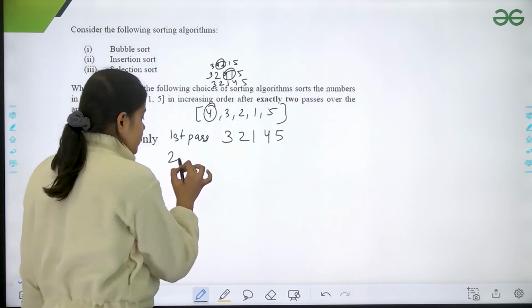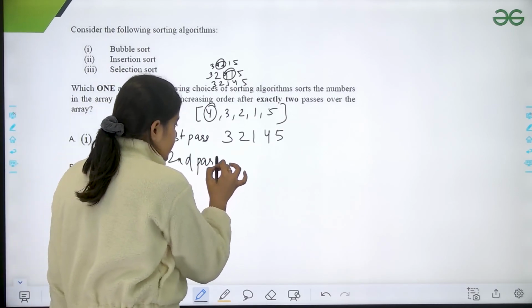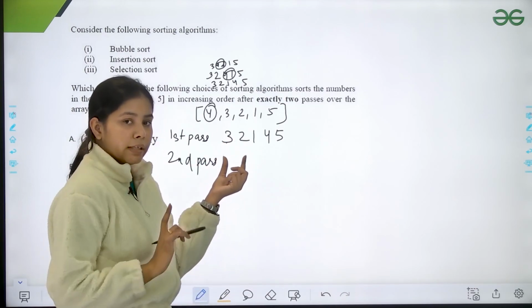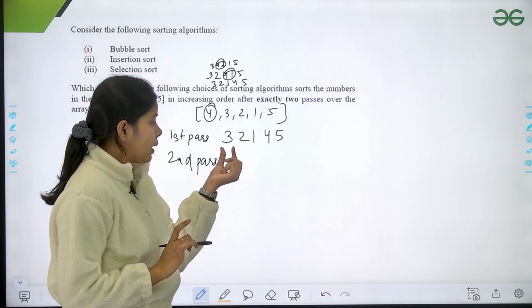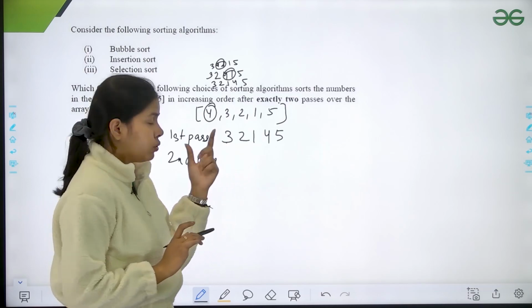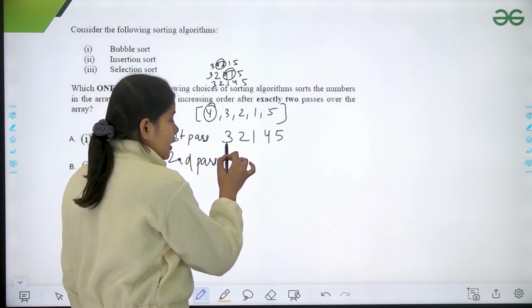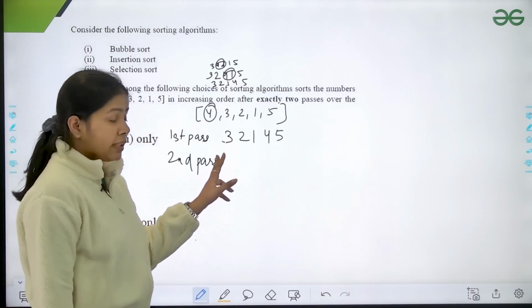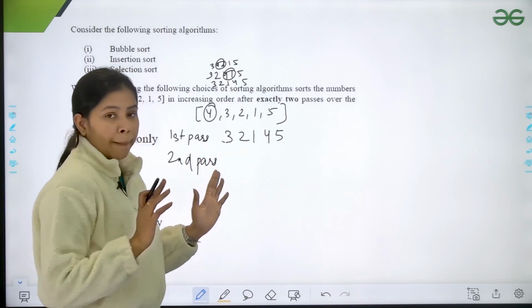Now in the second pass, again I have to put 3 at its correct position. So I'll check 3 and 2, and swap 3 and 2. So first check whether 3 is less than 2. Okay, 3 is not less than 3, sorry.